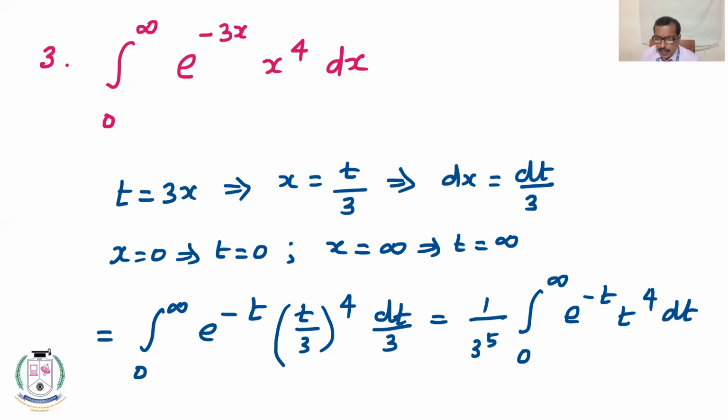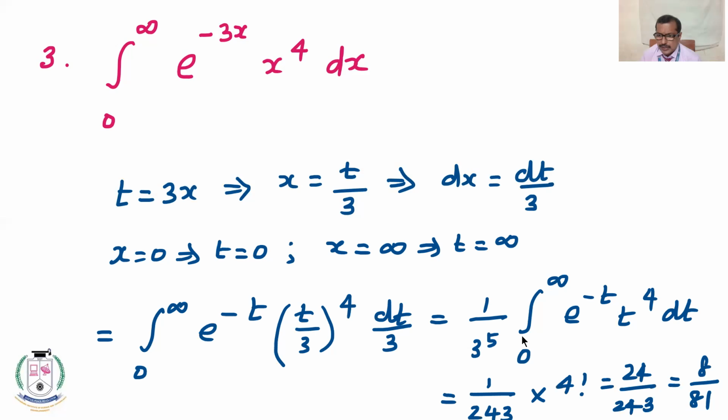The constant terms are powers of 3. You have 3 power 4 in the denominator, and another 3 from dt by 3. So 3 power 5 is in the denominator, and that is taken outside the integral. Then this integral, e power minus t, t power 4 dt, has value 4 factorial, because we already discussed that if n is a positive integer, the integral of e power minus x, x power n dx is n factorial. So it is 4 factorial divided by 3 power 5, which is 243. On simplification, we'll get 8 by 81 as its value. This is one way of doing it.